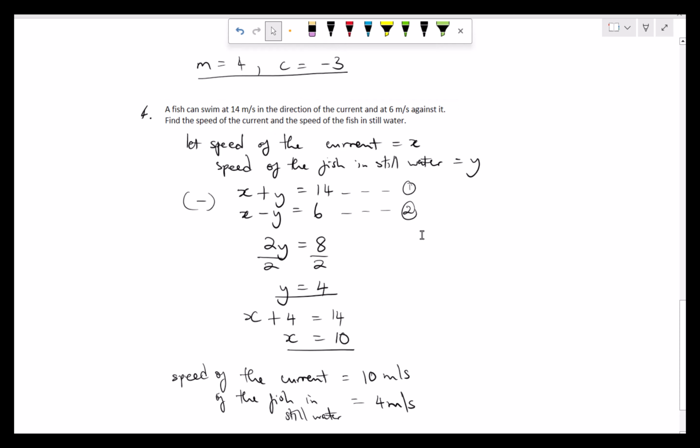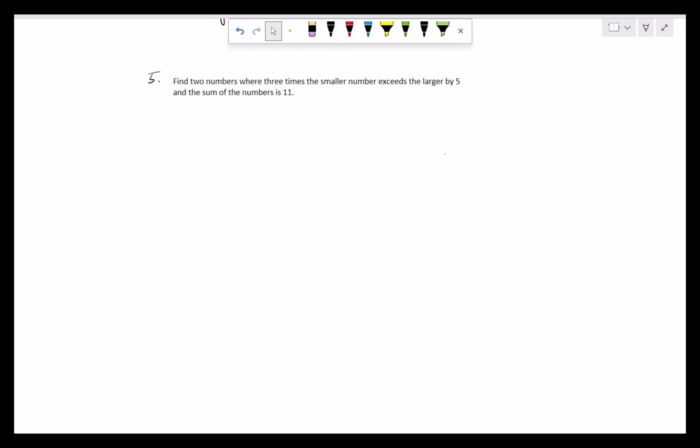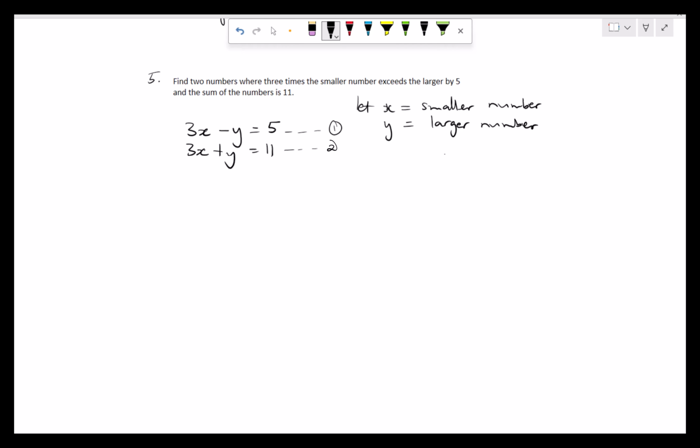I'll do the last example where we look at number 5. Find two numbers where 3 times the smaller number exceeds the larger by 5, and the sum of the numbers is 11. So we're going to let x be equal to the smaller number, and we're going to let y be equal to the larger number. We are saying 3 times the smaller number, that's 3x, exceeds the larger number by 5. So that becomes 3x minus y is equal to 5. And then the sum of the numbers is equal to 11. So that's 3x plus y is equal to 11. This becomes my equation number 1. This becomes my equation number 2.